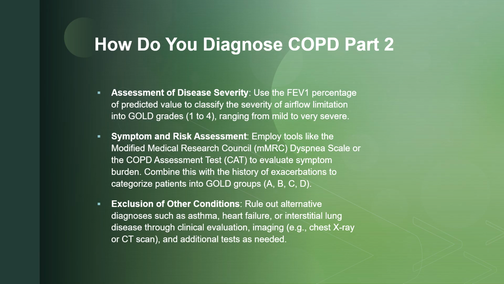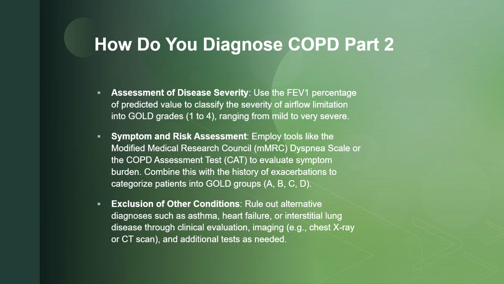The GOLD group classification basically combines the symptom burden of the two scores I told you about, the mMRC and the CAT score, and they look at your exacerbation history to categorize you into one of four groups. You could be in Group A, which is low symptom burden, low risk of exacerbations. You could be in Group B, which is high symptom burden, low risk of exacerbation. You could be in Group C, which is low symptom burden, high risk of exacerbation. Or you could be in Group D, which is high symptom burden, high risk of exacerbation.